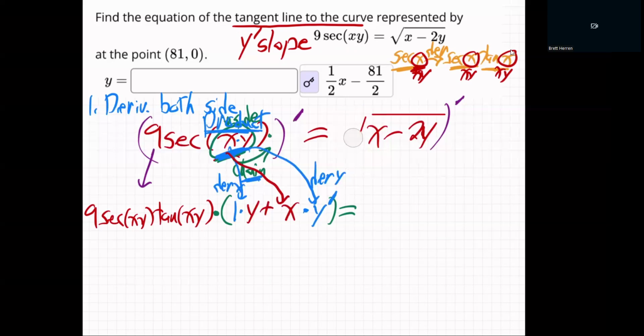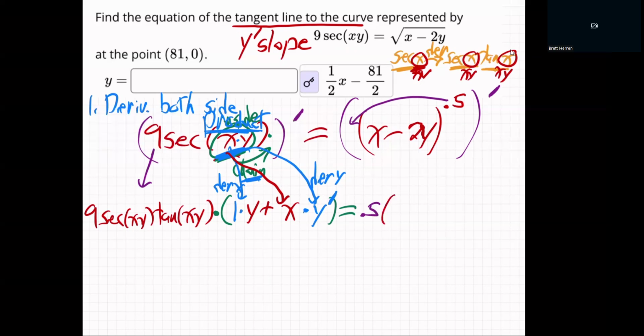That root, you know what we do with those roots. We should have just made that a half power from the beginning, huh? Or 0.5. Let's do that. So that's a 0.5 power, and we're going to take the derivative of that whole side, right? Because a square root is a half power or 0.5 power. What happens? The 0.5 comes down. The inside stays the same at first, and you lower the power by 1.